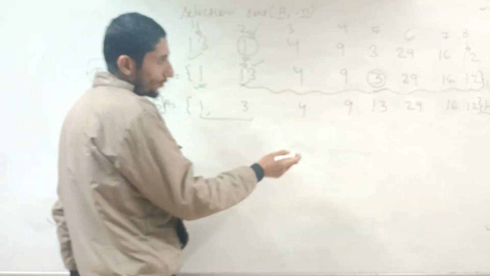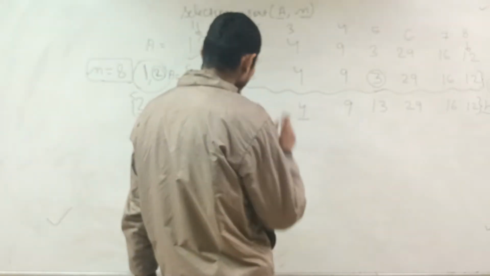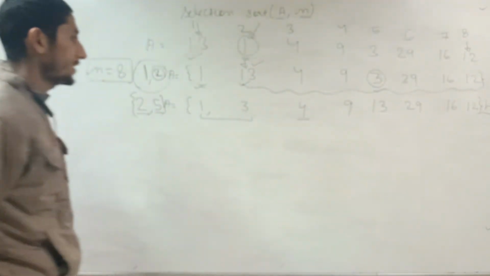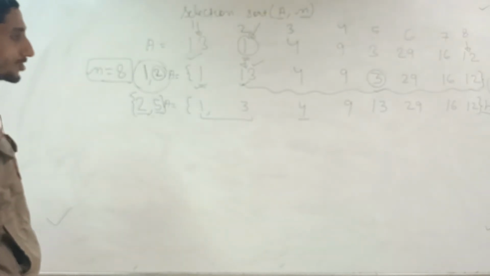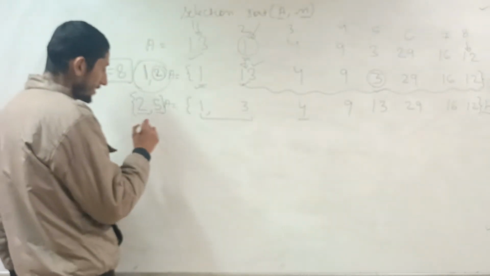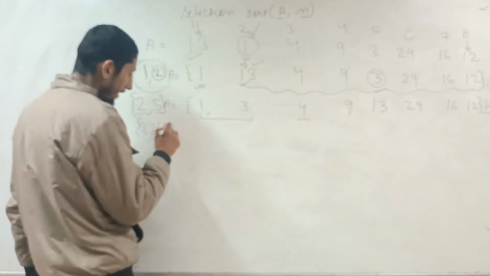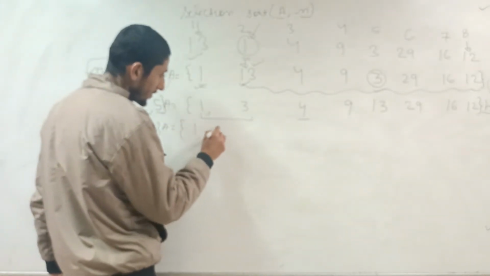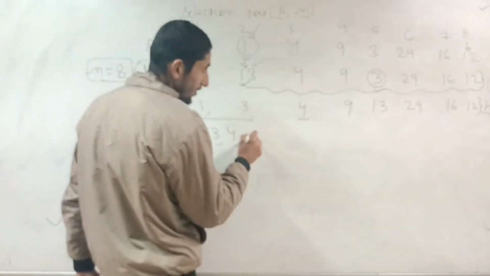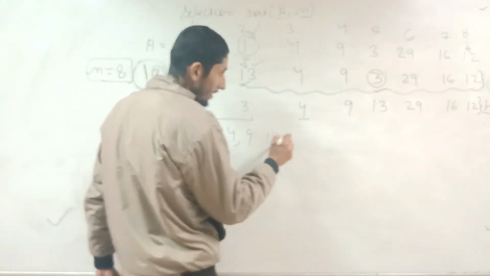Then I will try to find the smallest element, that is 3, and I will swap with 3. So there will be no change in positions. It means 3 will swap with 3, nothing will happen, and my array will remain as it is, like this.